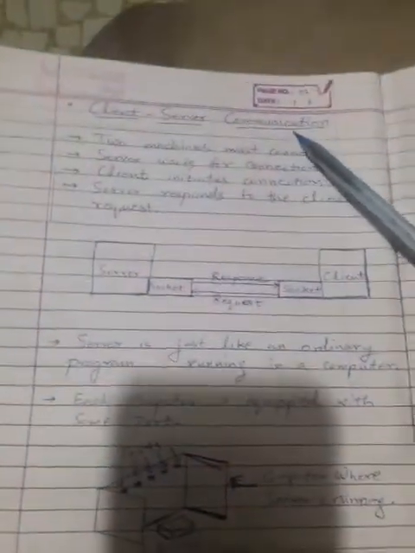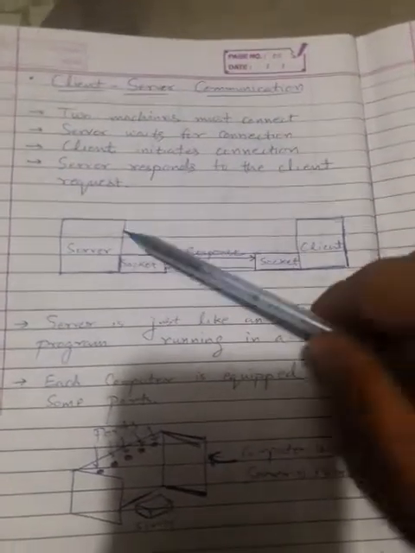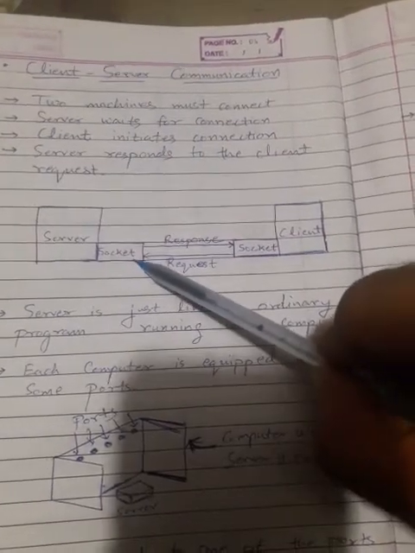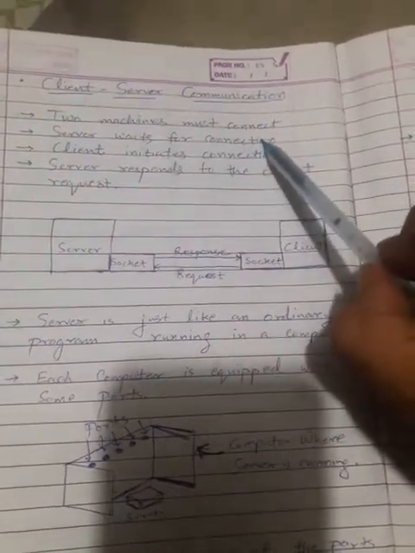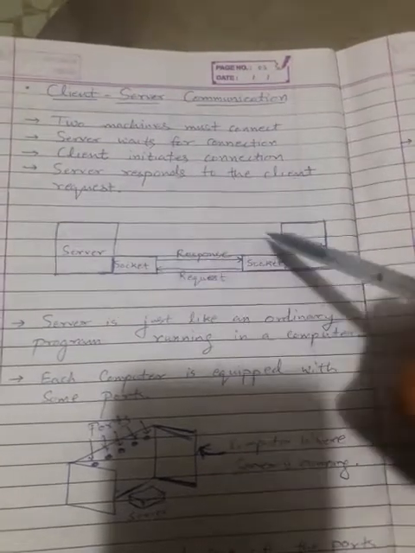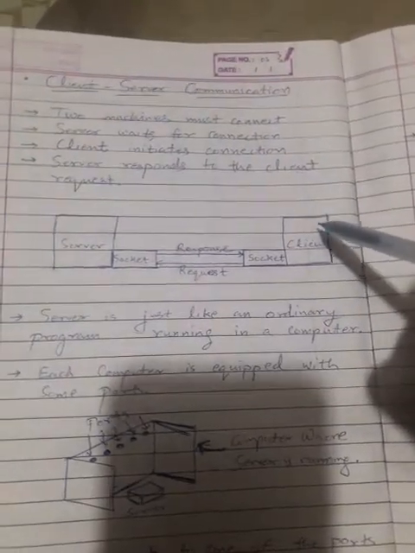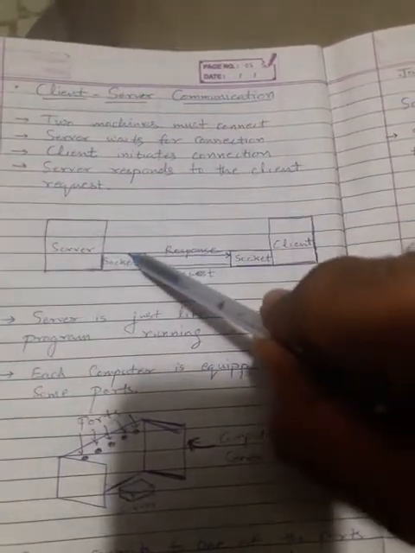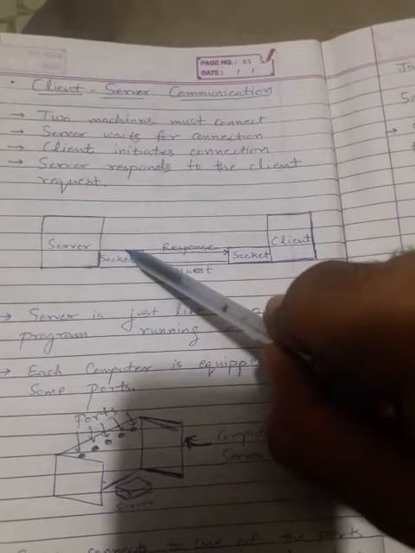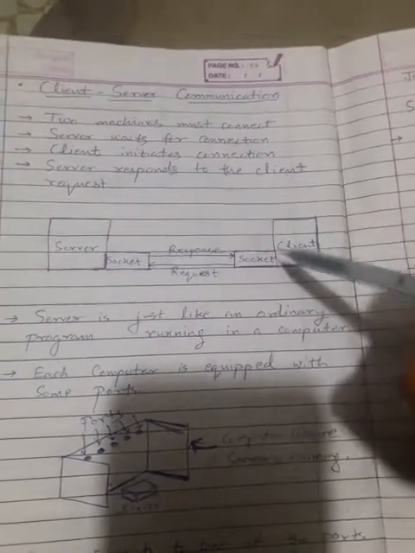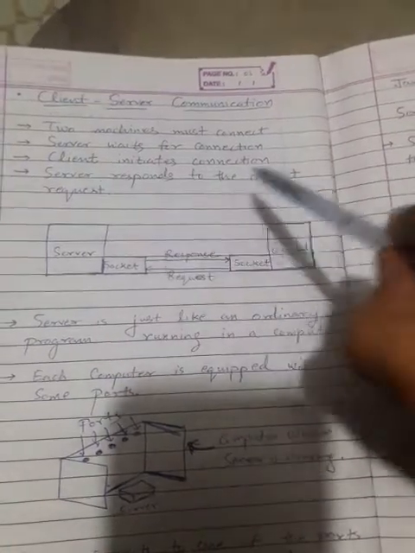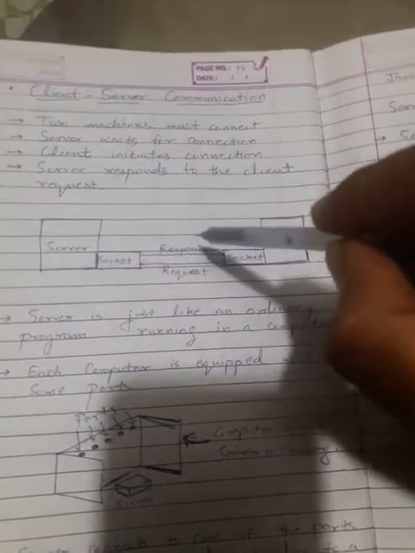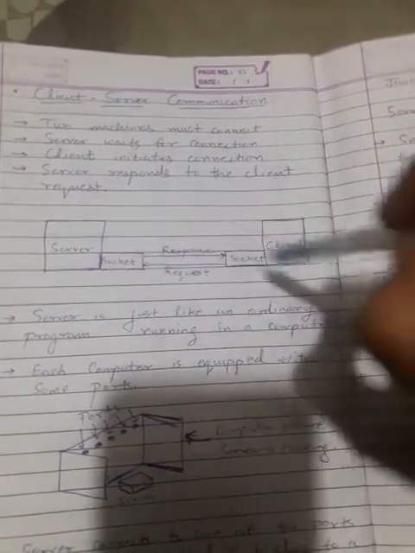Now here the client server communication is given. Suppose two different machines are here, one is server and one is client, and the endpoints are given as socket. So two machines must be connected. Now server here is waiting for the connection request, that is to be sent by the client. The client initiates the connection. The client is sending the request for the connection between both the client and server. Now when the request is sent, then the server is responding to the client request, and then the connection is established between both.